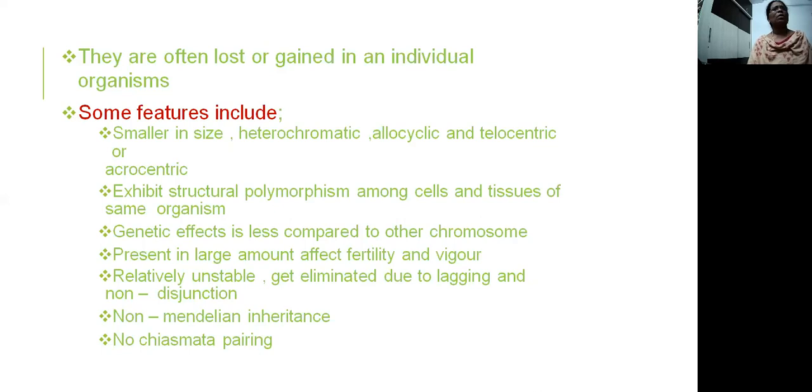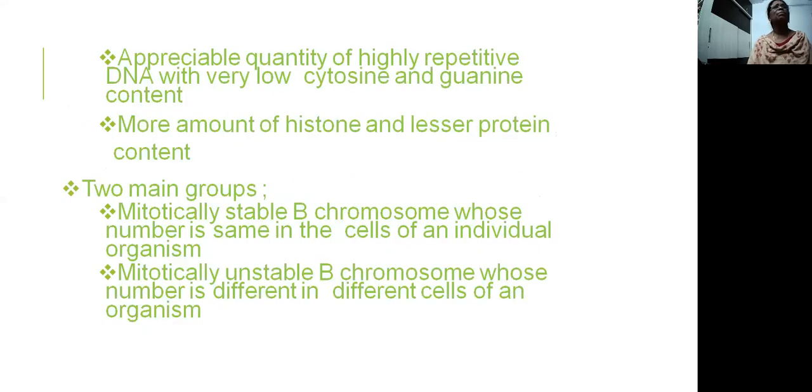These chromosomes do not follow the Mendelian inheritance principles. They show non-Mendelian inheritance. No chiasma pairing is seen here. There is an appreciable quantity of highly repetitive DNA with very low cytosine and guanine content. There is a greater amount of histones and lesser protein content.